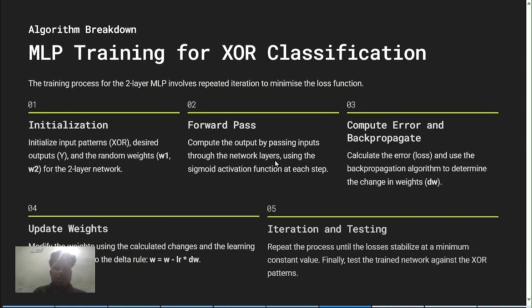Algorithm breakdown. Let's see about the algorithm, MLP training for our XOR classification. First, you need to initialize the inputs and weights. Next is the forward pass. Next you compute the error and backpropagate. Then you need to update the weights based on the delta rule. And the last one is iteration and testing.